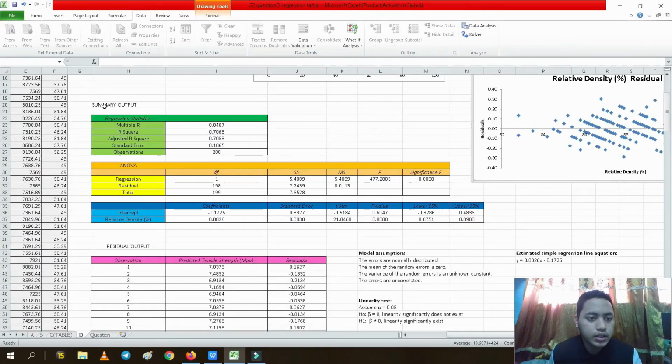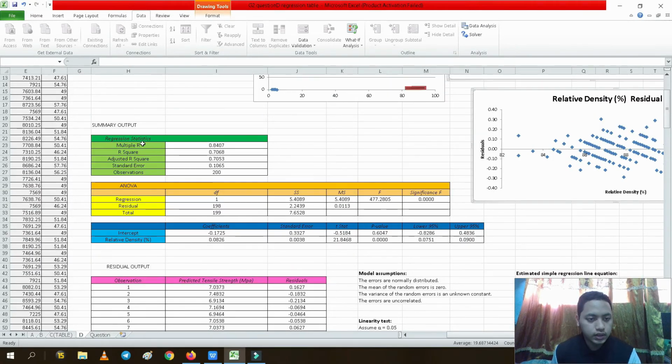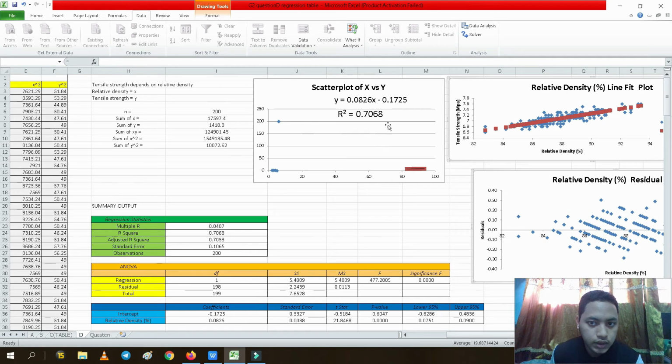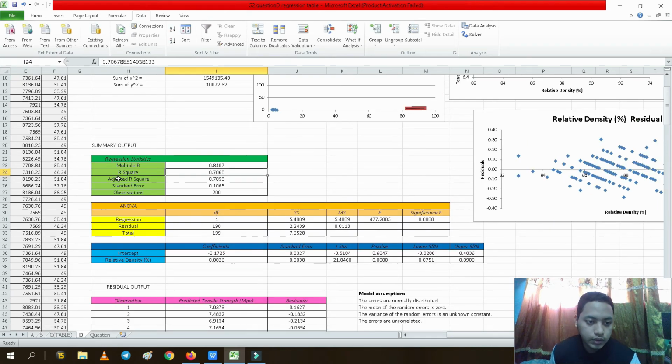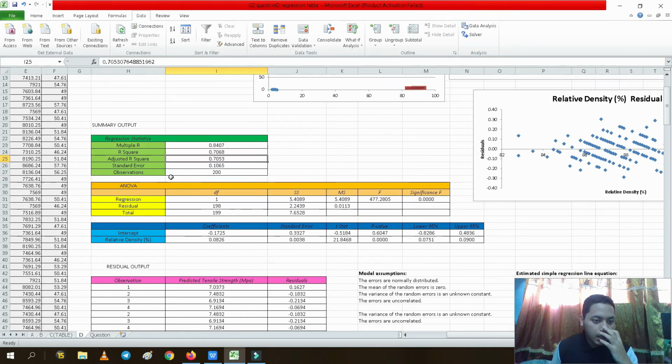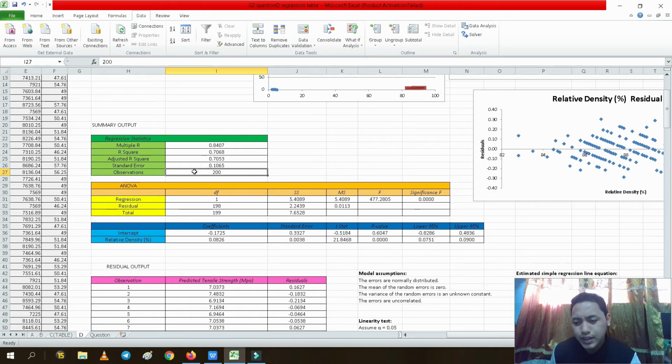I'm going to explain the simple linear regression analysis. Let's analyze the summary output. For the regression statistics, we have the multiple R, 0.840, and the R square. Like before, we found it right here, and as we can see, it is the same value. We have the adjusted R square and the standard error. Standard error means the standard deviation from the data. For observations, we have 200, which means that the n that we have is equal to 200.